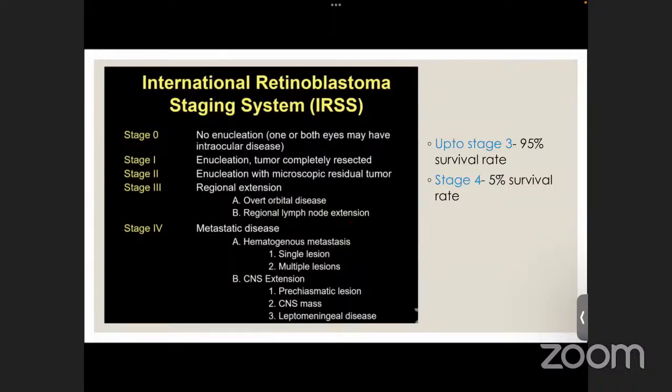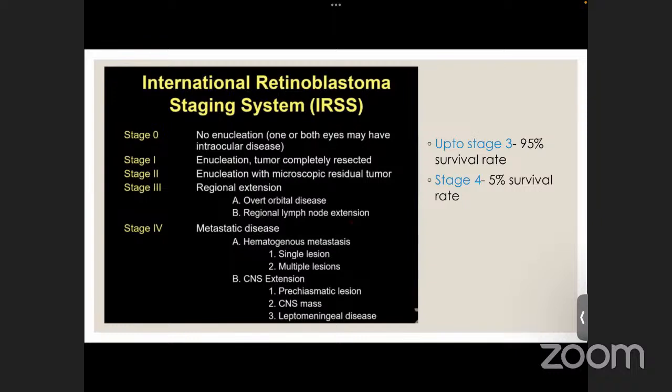So first, in the staging, we have the International Retinoblastoma Staging System. We have 4 stages. In stage 0, there is no enucleation. In stage 1, there is enucleation and the tumor is completely resected without any microscopic residual tumor. If there is microscopic residual tumor, it will come in stage 2. And stage 3 will have regional extension to the orbit, to the regional lymph node. In stage 4, the tumor has metastasized through the hematogenous route or has CNS extension.